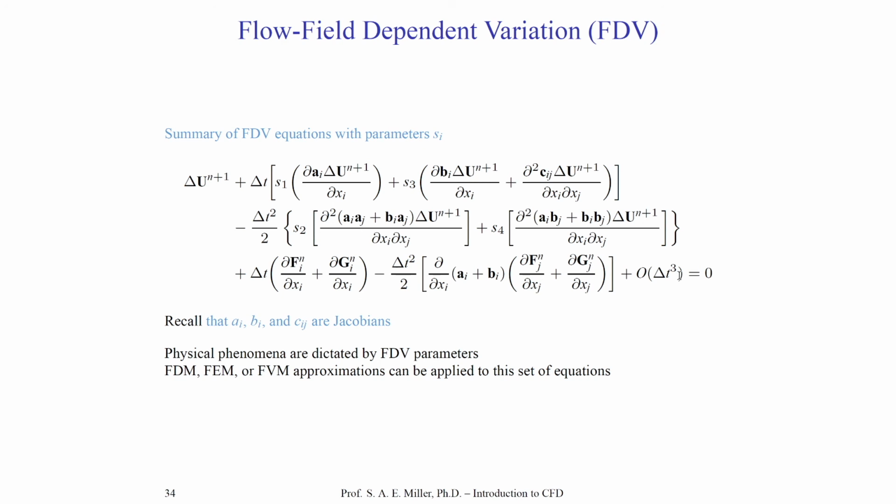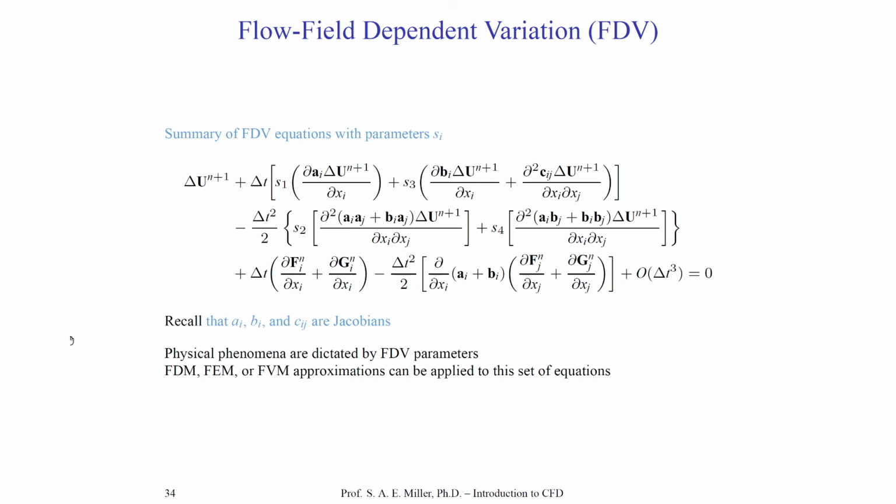So we have a single vector equation for the continuity, momentum, and energy equations with weighting factors S1 through S4, which are dependent on the flow field solution. You can always estimate S1 through S4 in advance as part of the initial condition, but it's honestly best to let them be calculated by the initial condition itself of densities, velocities, pressures, and temperatures. So you can see the physical phenomena in these flows are actually dictated by the FDV parameters themselves and inherent models.